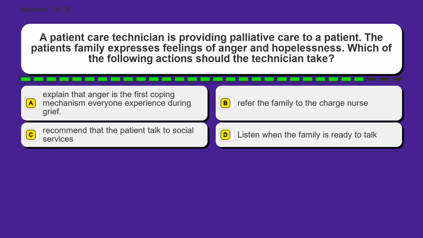Question 7. A patient care technician is providing palliative care to a patient. The patient's family expresses feelings of anger and hopelessness. Which of the following actions should the technician take? Option A. Explain that anger is the first coping mechanism everyone experiences during grief. Option B. Refer the family to the charge nurse. Option C. Recommend that the patient talk to social services. Option D. Listen when the family is ready to talk.